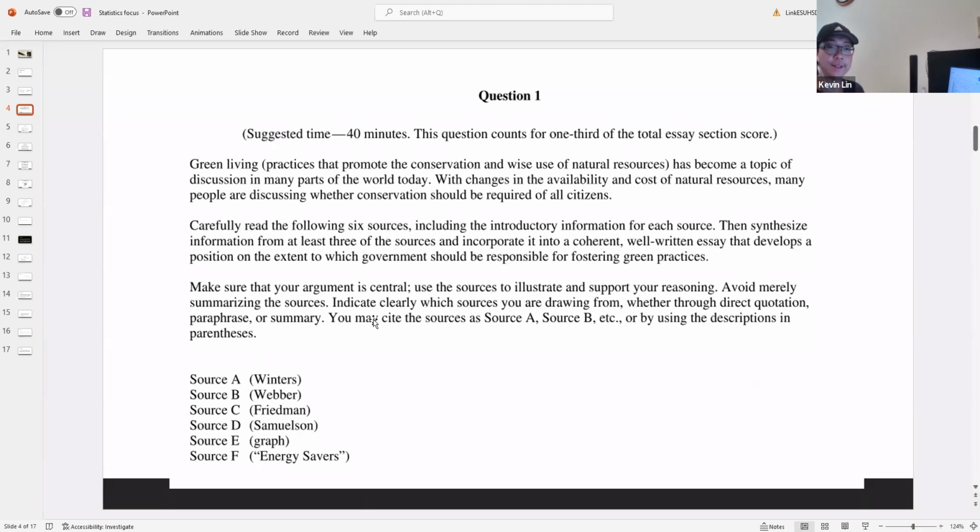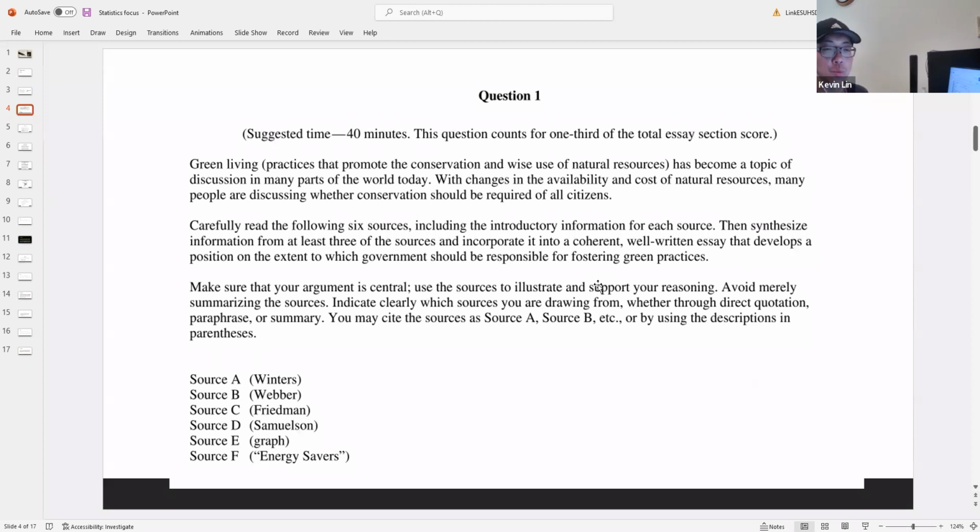Whatever you're arguing, your stance is the central point. You can use sources to illustrate and support your reasoning. We're not really looking to summarize sources, they can read too, you know what I mean? More importantly is how you use these sources to back yourself up. So avoid merely summarizing the sources, and indicate clearly which sources you're drawing from. They can refer to source A, source B, or you can refer to it by author's name, whatever is fair game.